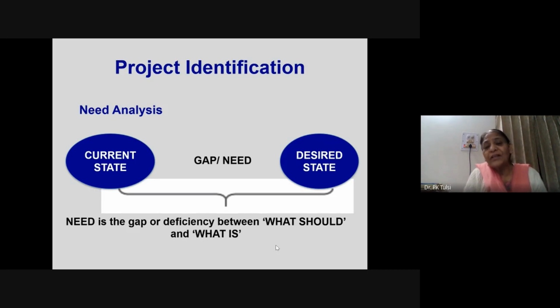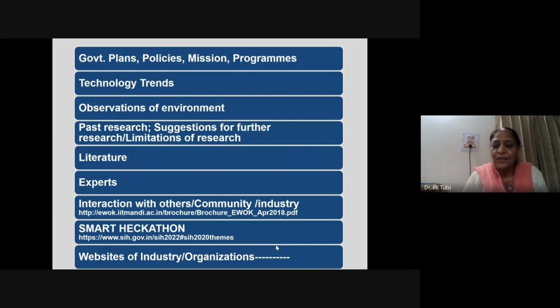Now, where does the idea of a project come from? The first thing is that there are government plans, policies, missions, and programs, which are announced on a regular or continuous basis from time to time. When we look at the government policies, the policies are to be implemented, and missions have been announced by the Government of India from time to time.